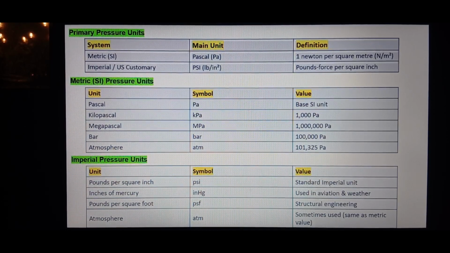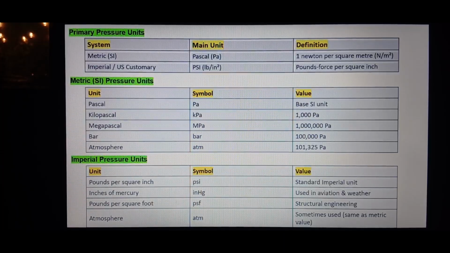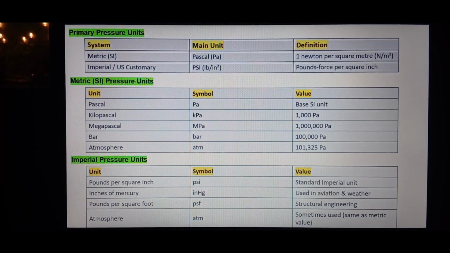The Imperial pressure units, the unit is pounds per square inch, inches of mercury, pounds per square foot, or atmosphere. The symbols will be PSI, inHg, which is inches of mercury, PSF, and atm for atmosphere.